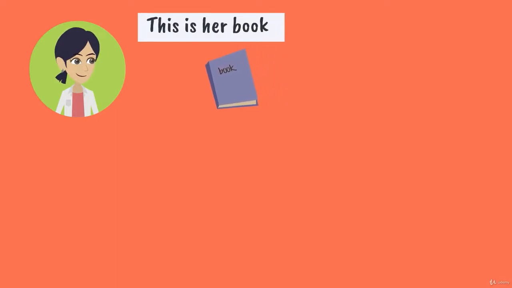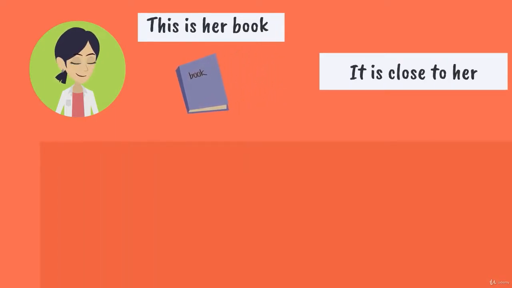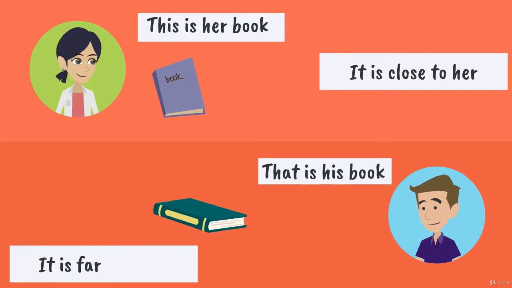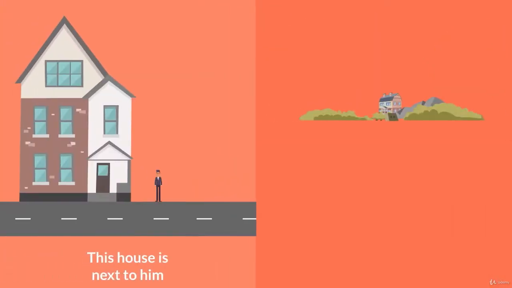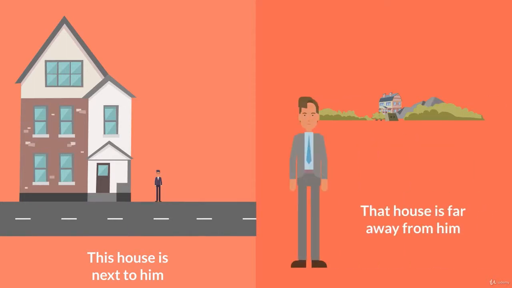This is her book. It is close to her. That is his book. It is far from him. This house is next to him. That house is far away from him.